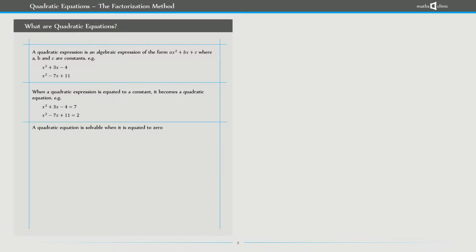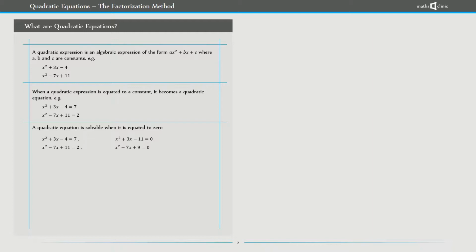Now, a quadratic equation is solvable when it is equated to 0. So if you're going to solve a quadratic equation, you need to see that it is equated to 0. So if you're given x squared plus 3x minus 4 equals 7, you can move the 7 on the right over to the left because you need to have that as 0. It becomes minus 7, and what you have is x squared plus 3x minus 11 equals 0. Now this is the solvable quadratic equation.